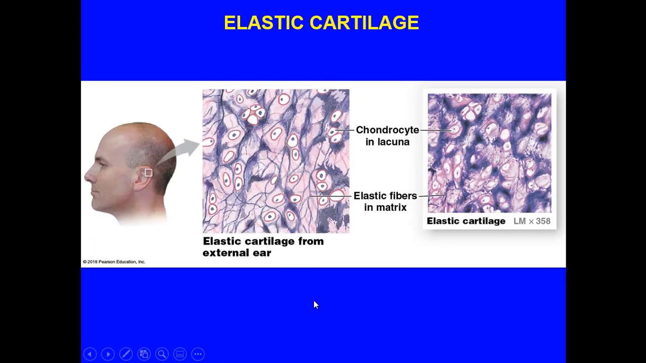Now, the pinna, or external ear, is where you're going to see the best amount of elastic cartilage. Notice that in here, you still have the lacunae, you still have the chondrocytes, but what you have here is also quite a lot of elastic fibers, which allows for flexibility and recoil, okay? And you can see these stained fibers right throughout the entire network of the extracellular material here that we call the cartilage. Okay.